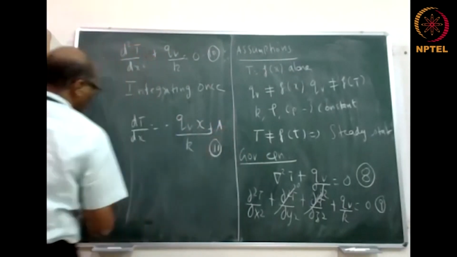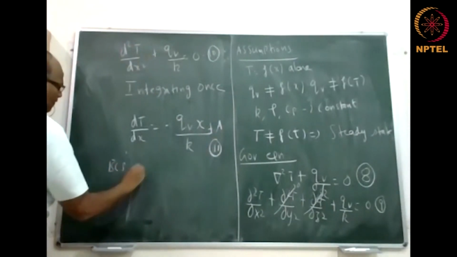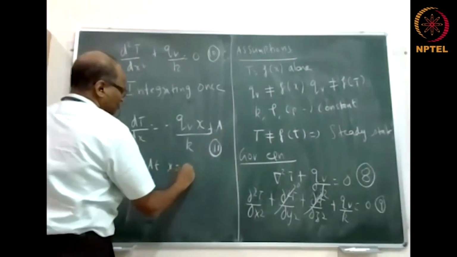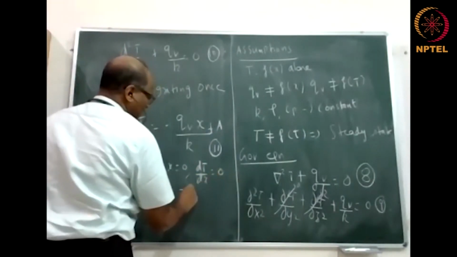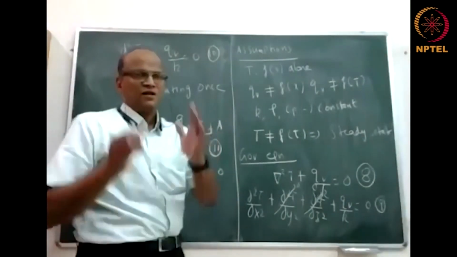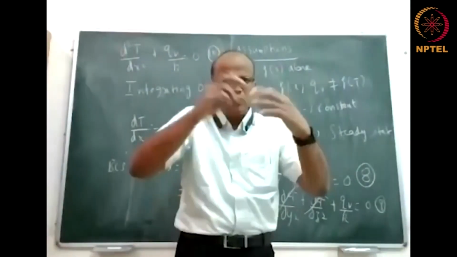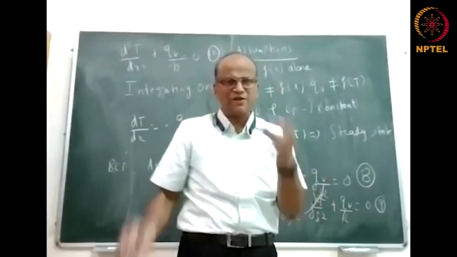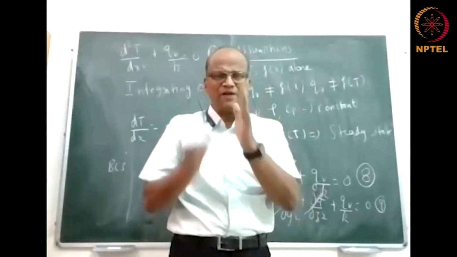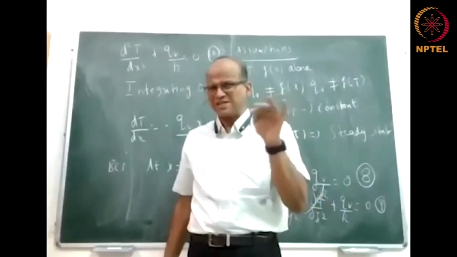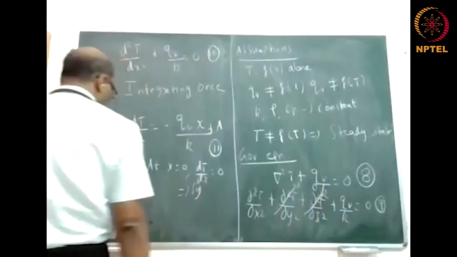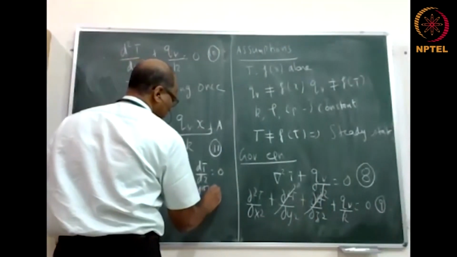Okay. Now coming to the boundary conditions. At x equal to 0, dT/dx equal to 0. This is called the symmetric condition, because both the ends are kept at the same temperature. It's a uniform heat generation. Therefore, you expect the temperature to be the same. At x equal to 0, it should reach the maximum, right? So you expect that symmetry, which is basically common sense.